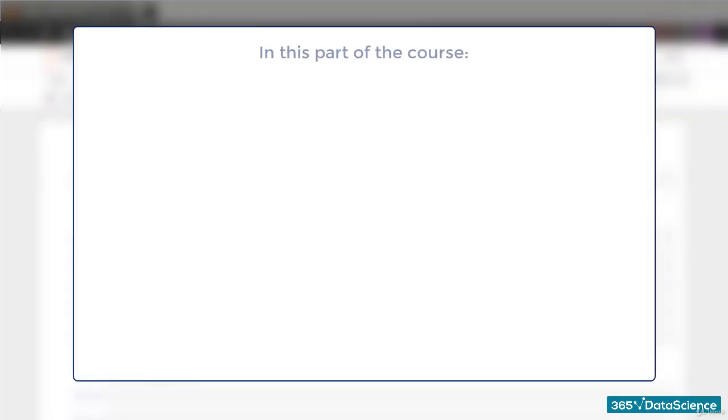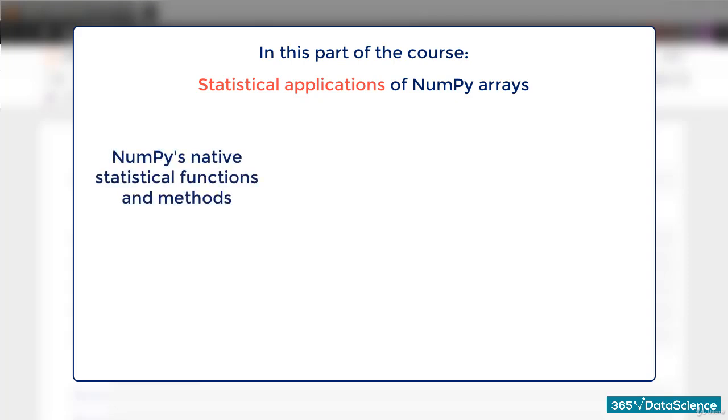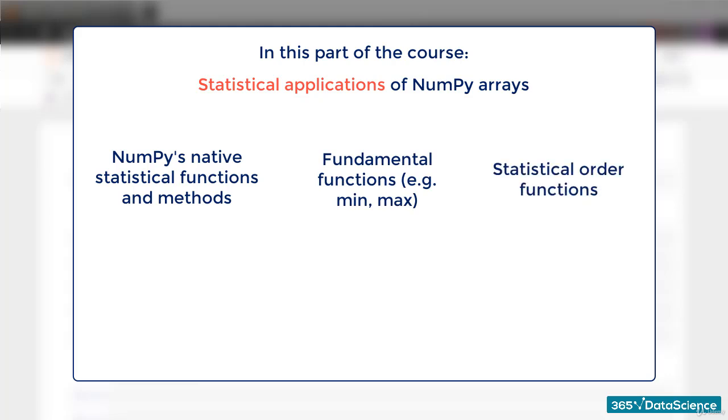Hello again. In this part of the course, we're going to focus on the statistical applications of NumPy arrays. We're going to examine how to use NumPy's native statistical functions and methods and discuss why we prefer using them compared to Python's own equivalent versions. Then we'll go over some fundamental functions, like min and max, before jumping in with several statistical order functions.